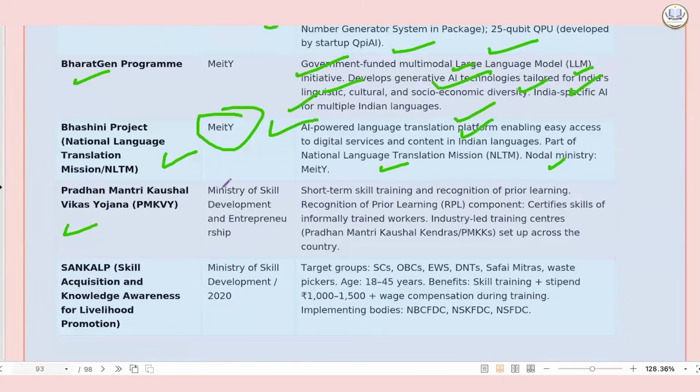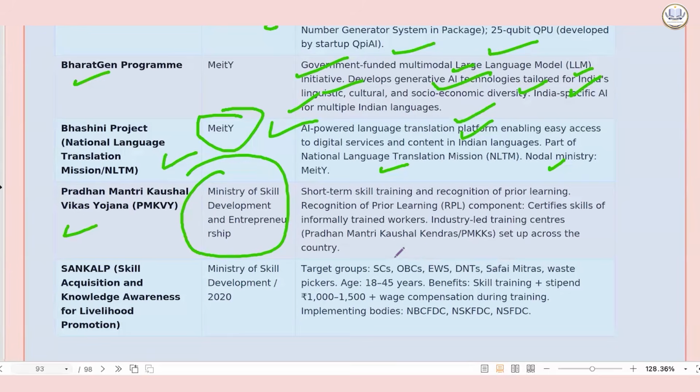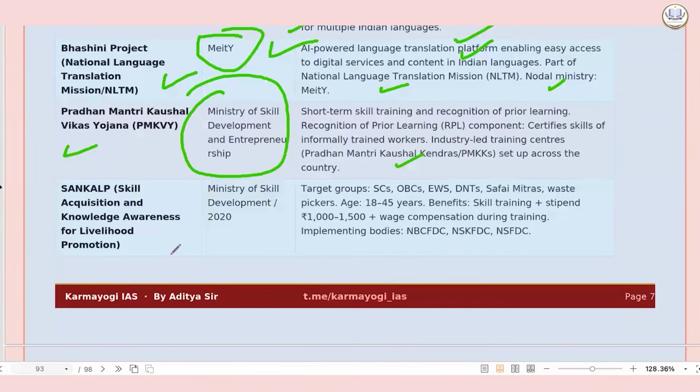Then Pradhan Mantri Kaushal Vikas Yojana, Ministry of Skill Development and Entrepreneurship, offers short-term skill training and recognition of prior learning. Recognition of prior learning is a very important component, and it has components like certification of skills of informally trained workers, and industry-led training centers, Pradhan Mantri Kaushal Kendras, set up across the country. Sankalp, which we had read already.